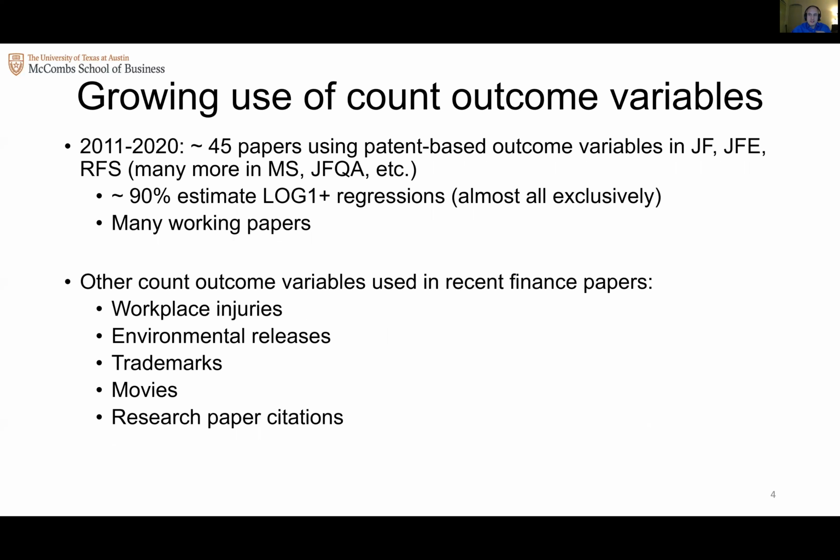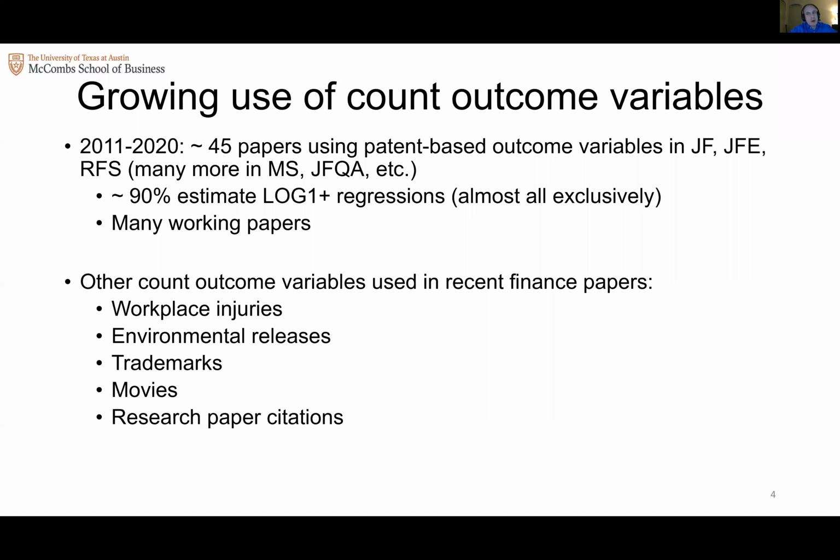As I mentioned, there's been a growth in the use of count data over the last decade or so. In the last 10 years, and this is a coarse, approximate count, there are something like 45 papers published in the JF, the JFE, and the RFS that use a patent-based outcome variable. There are a bunch more in Management Science, JFQA, and other journals as well. In approximately 90% of these papers, the authors are estimating log of 1 plus regressions, and in most cases it's exclusively log of 1 plus regression. There aren't other forms of estimation attempted.